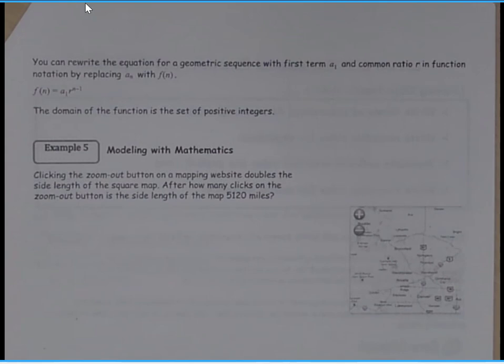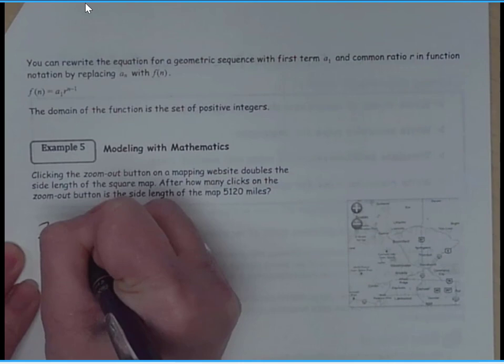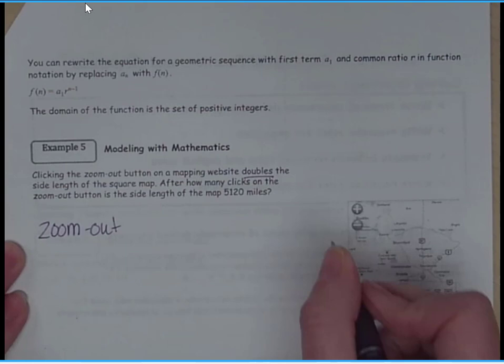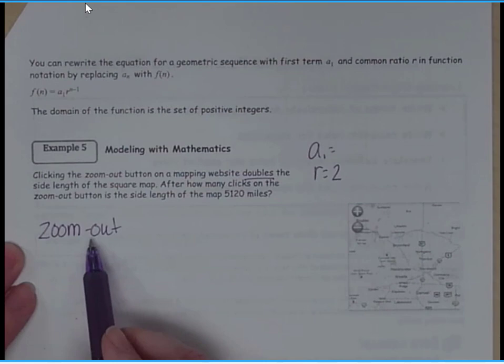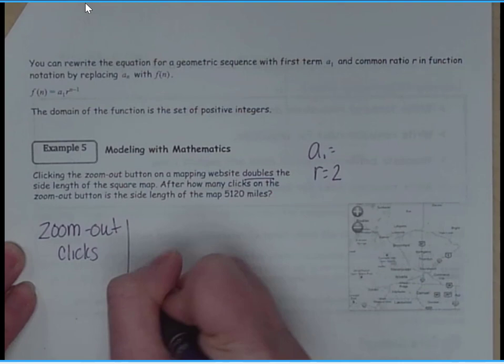So let's take a look at a function here. Clicking the zoom out button on a map website doubles the length of a square map. So how many clicks on the zoom out button is the side length for a map 5,120? Now, I'll be honest, I apologize. I left out some really important information. Now, it doubles, that lets me know that my common ratio is 2, but I don't have a first term here, so I'm going to fill in this for you, and I apologize for leaving this off the handout.